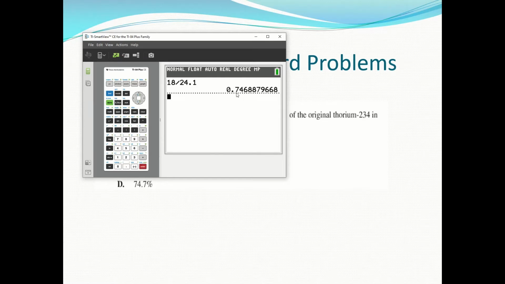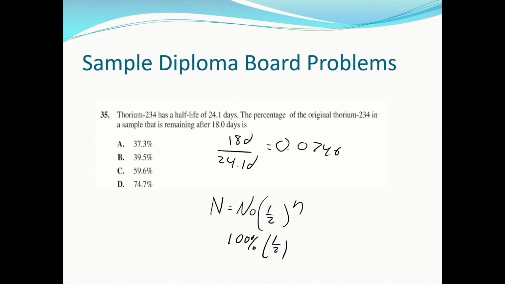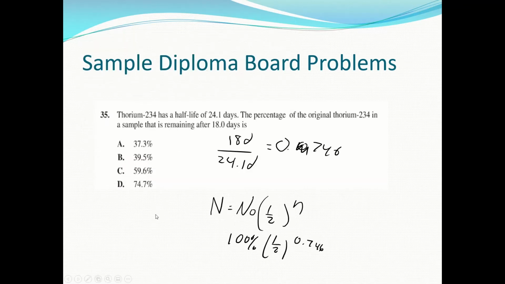And we get 0.746. So we can use our n equals n naught, 1/2 to the little n formula for this. So again, it's in percentage. So we start off with 100%. And then we just go 1/2 to the 0.746, and I'll use my full number in my calculator. So I just have to go 0.5 to this, and then multiply that by 100%, and there's going to be 59% remaining.